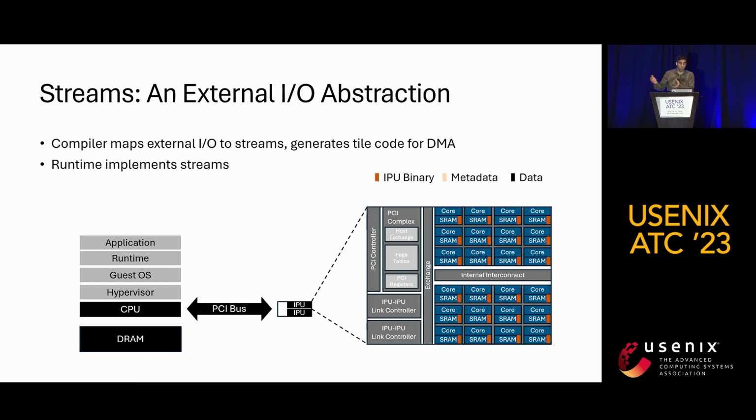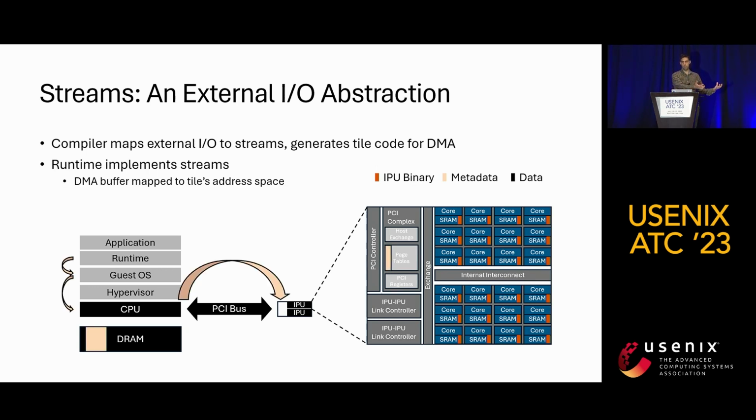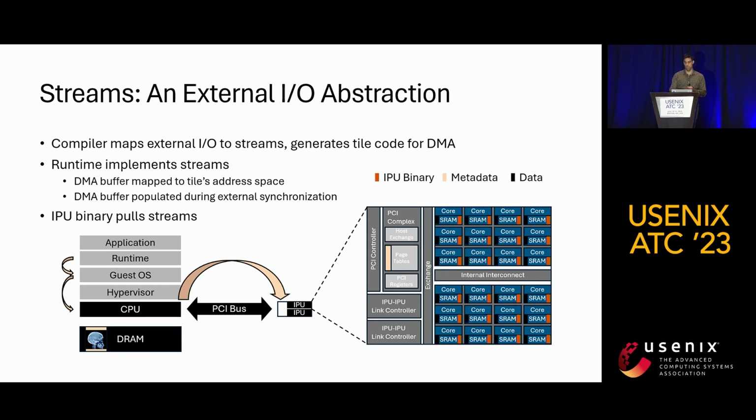Now, we also need support from the runtime in the flavor that the runtime needs to map a DMA buffer into the host memory, program the page tables so that the DMA buffer is mapped to the address space of the tiles, and then populate this DMA buffer with data for every external synchronization event. And then the IPU binary is able to pull the data straight into their on-chip memory.